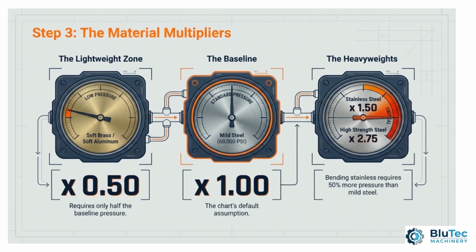If you are working with soft brass or soft aluminum, you only need 50% of your calculated tonnage. Heat-treated aluminum alloys require 100% of the tonnage, which is the same as mild steel. However, harder materials require more pressure. For example, stainless steel takes 50% more of the calculated tonnage.